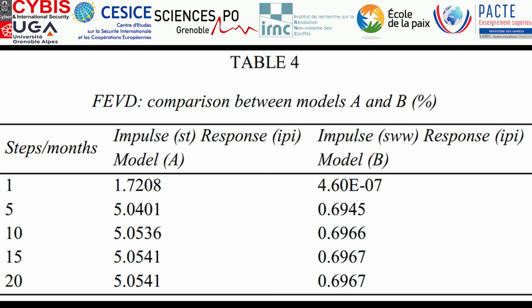Our results show that the new sanction index enhances the model's explanatory power. For example, a sanction shock in model A, so with the new sanction index, has more than 5% of explanatory power, while a similar shock, but this time with the previous sanction index, has less than 1% of explanatory power. Another interesting fact is that the new sanction index provides a better impulse response function. So you can see it with this comparison.